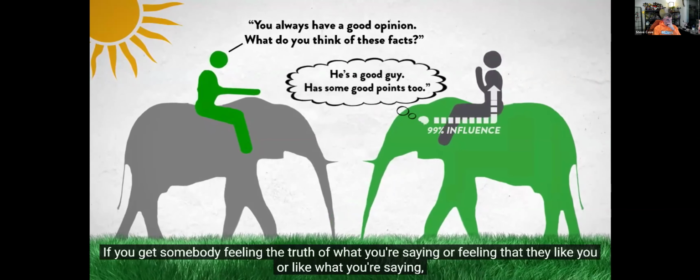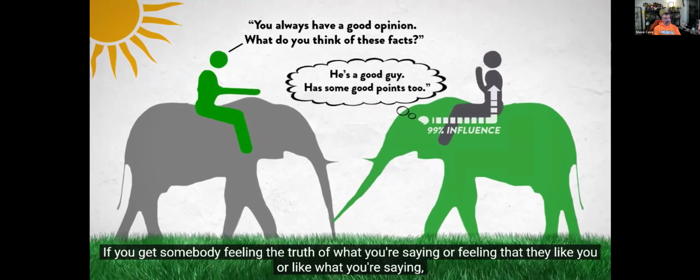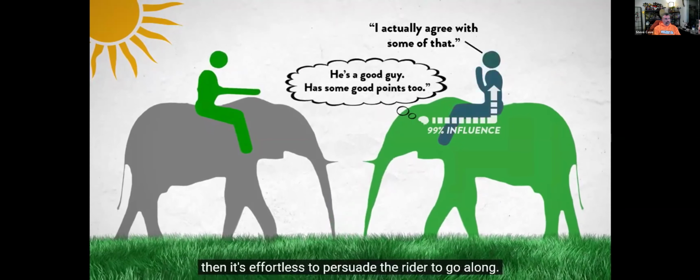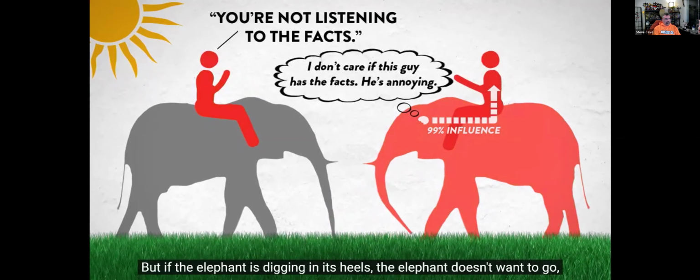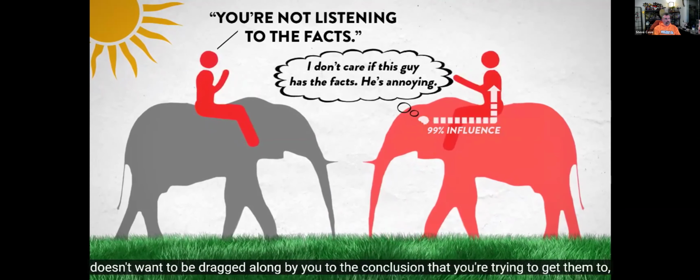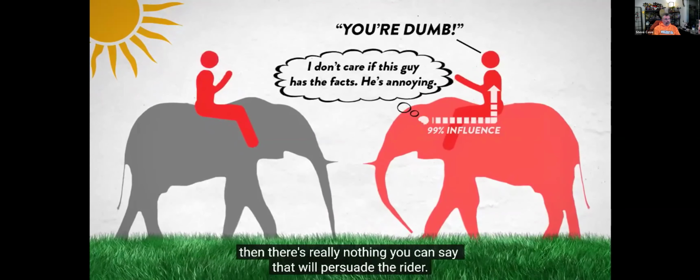If you get somebody feeling the truth of what you're saying, or feeling that they like you or like what you're saying, and the elephant kind of wants to go in your direction, then it's effortless to persuade the rider to go along. But if the elephant is digging in its heels, doesn't want to be dragged along by you to the conclusion that you're trying to get him to, then there's really nothing you can say that will persuade the rider.